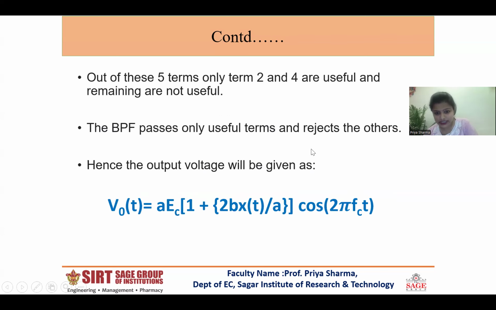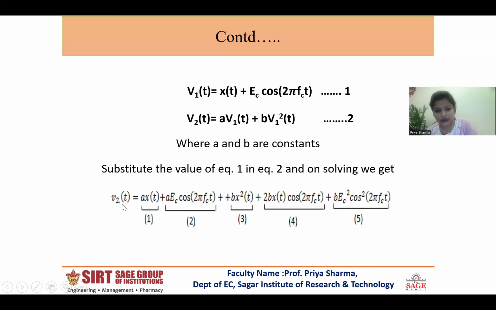As we have discussed, it is all written over here. Out of these five terms, only the terms 2 and 4 are useful and the remaining are not useful. The bandpass filter passes only the useful terms and rejects the others. Hence, the output will be the output after dropping all the useless terms.